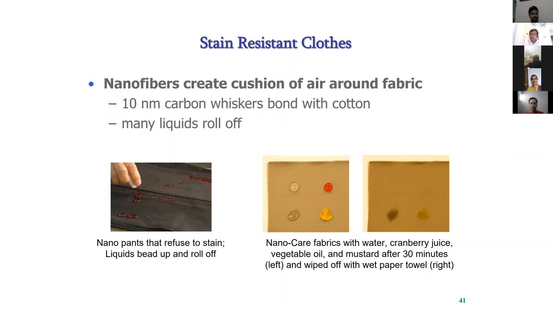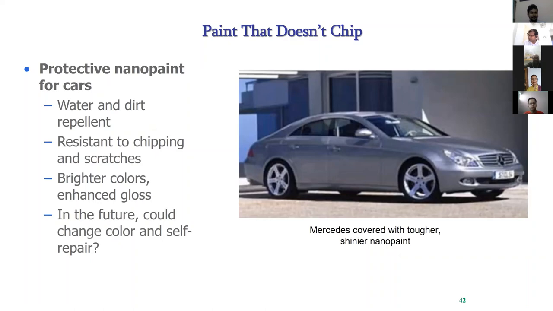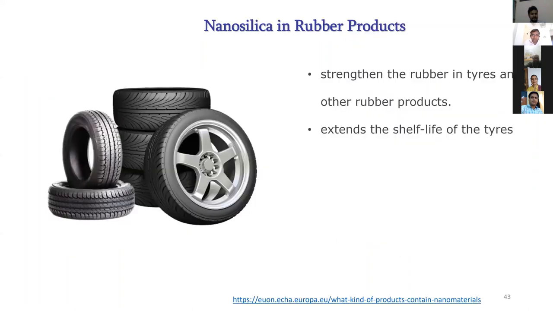This is another example where cars are painted with a material which makes them chipping free and scratching free. You know, this is something we need in India, right? Whenever you drive a car in traffic, you know how many scratches and chips happen. So you can have a car which will never get scratched, whatever you do with it, right? In rubber products, they put silica to enhance the life of the tire.